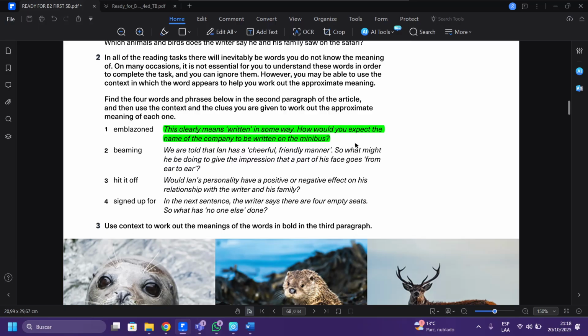So according to this context, what do you think emblazon means? This clearly means written in some way. How would you expect the name of the company to be written on the minibus?